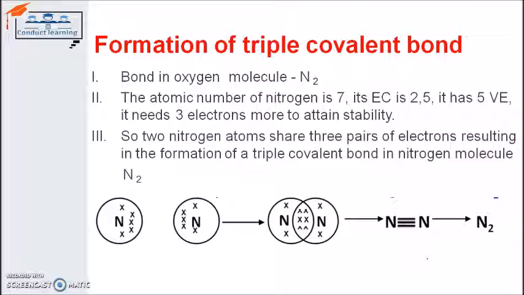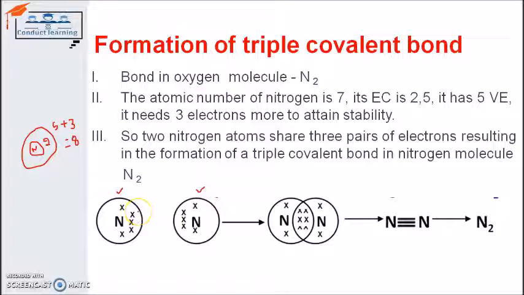Another example is for the triple covalent bond, and the example is nitrogen. We all know that the atomic number for nitrogen is 7. That means the electron configuration for nitrogen is 2 electrons in the first shell and 5 electrons in the second shell. So it requires at least 3 electrons to become stable, so that it has 8 electrons in its outermost shell. So we will take 2 nitrogen atoms. First one is this and second one is this.